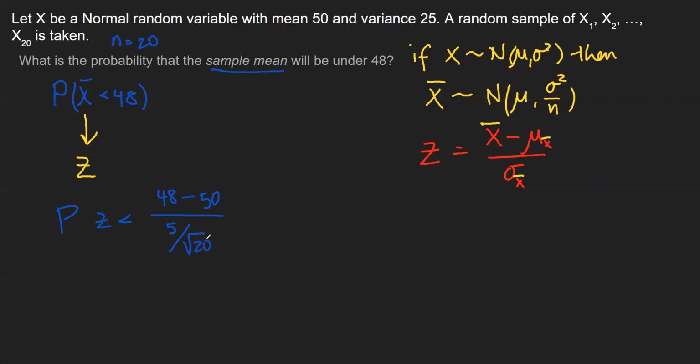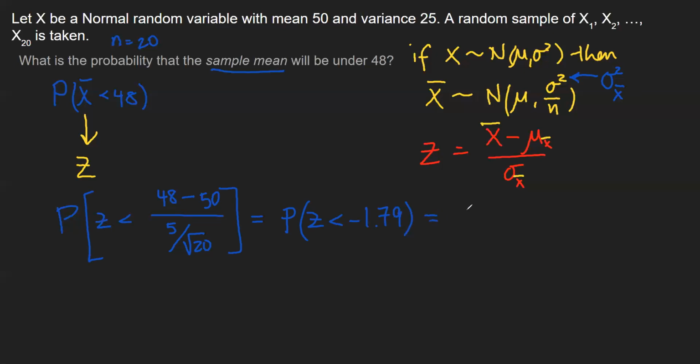Just off to the side here, this symbol, sigma squared over n, is the variance of X bar. What I need to do is take the square root of it to get the standard deviation of X bar, and that's where all these numbers come from. Now when I simplify by plugging this arithmetic into my calculator, I get a z-score of negative 1.79.